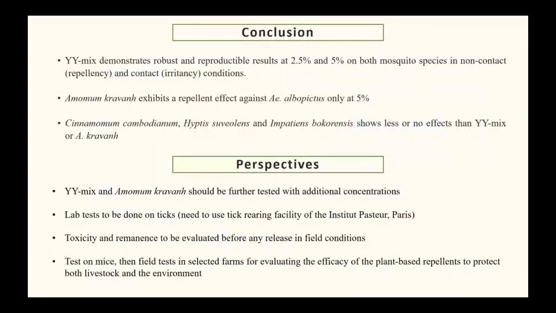So to conclude, the YY mix demonstrates robust and reproducible results at 2.5 and 5% on both mosquito species in both conditions, non-contact and contact. Concerning Amomum cravan, it only shows a repellent effect against Aedes albopictus, mostly at 5%. For the three other products, they show less or no effect compared to the YY mix or the Amomum cravan.